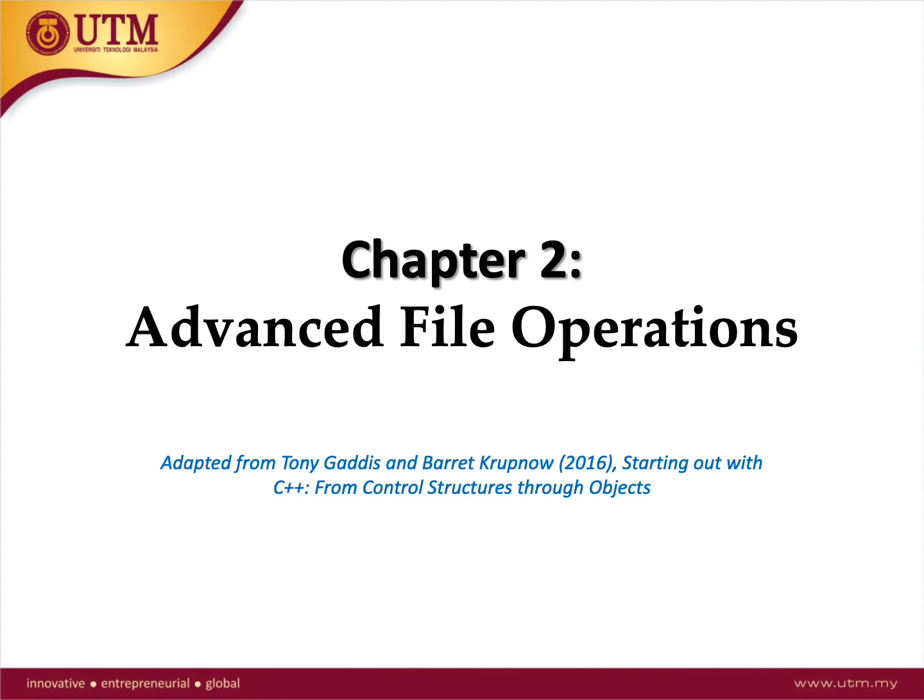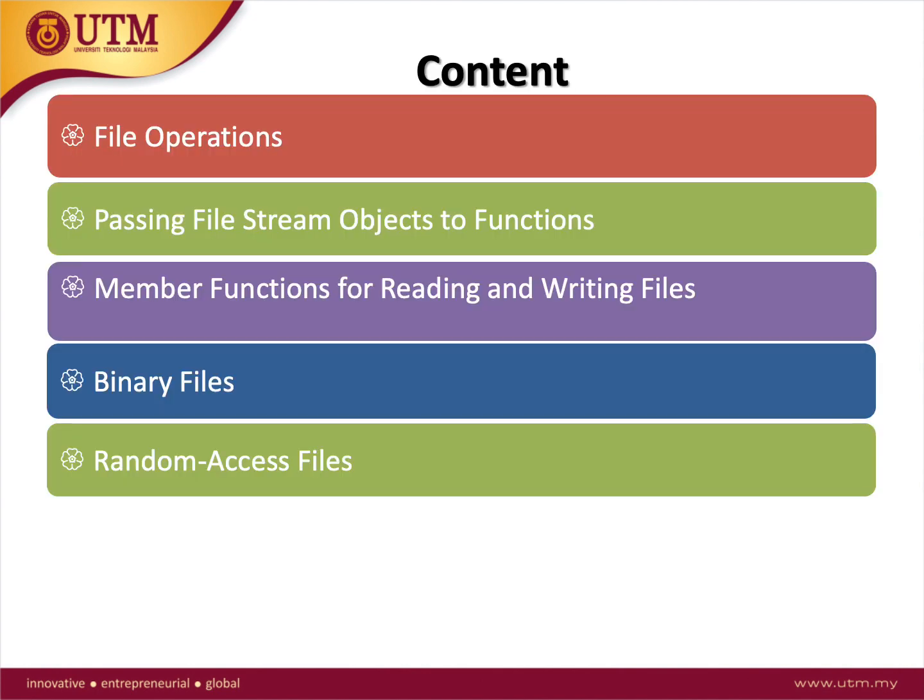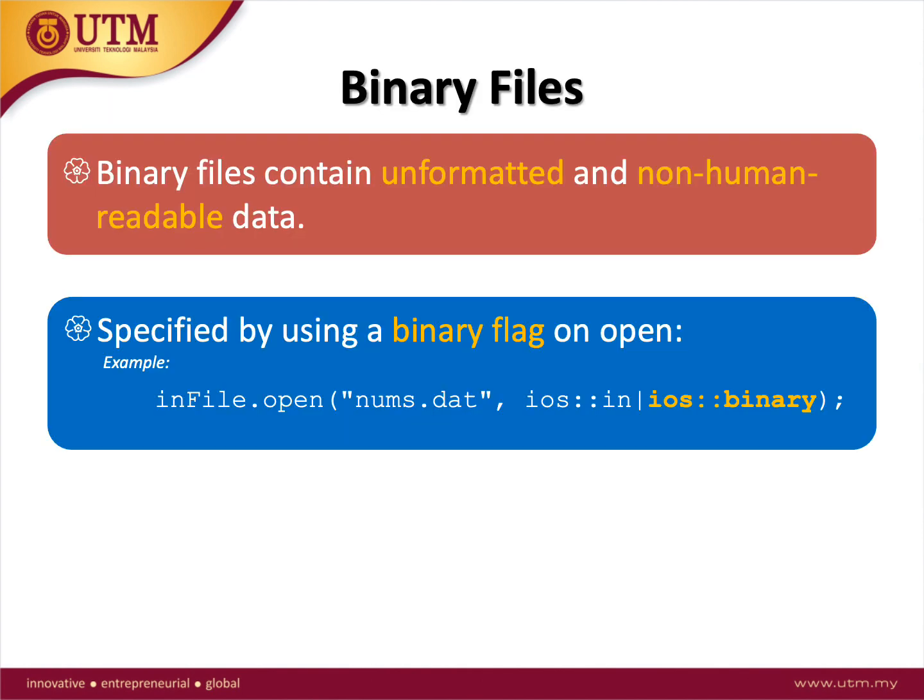Okay, so this is part 3 for the subtopic advanced file operations. In part 1 and 2 for this subtopic, we already learned about the file operations, passing file stream objects to functions, and member functions for reading and writing files. For this part we are going to learn about binary files and also random access files.